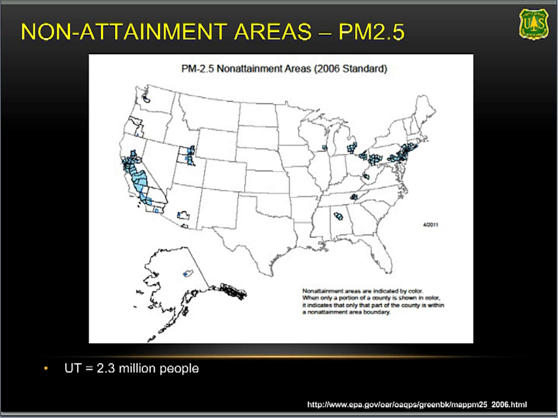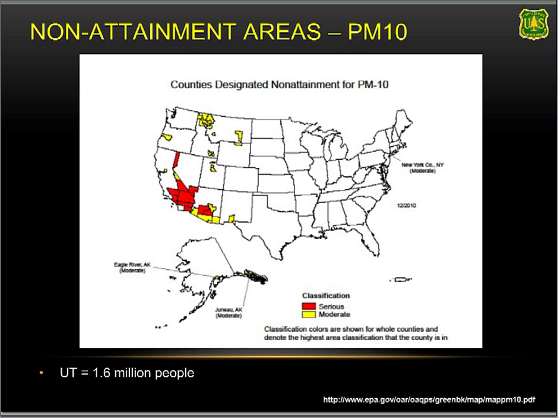This is the map for PM 2.5. I focused some of the numbers here because this is a presentation in Utah, the amount of people that are exposed. You can see the regional variation: California, New York, Ohio, Michigan, but parts of Utah also have this. And in Utah, we see 2.3 million people in areas that are non-attainment for PM 2.5.